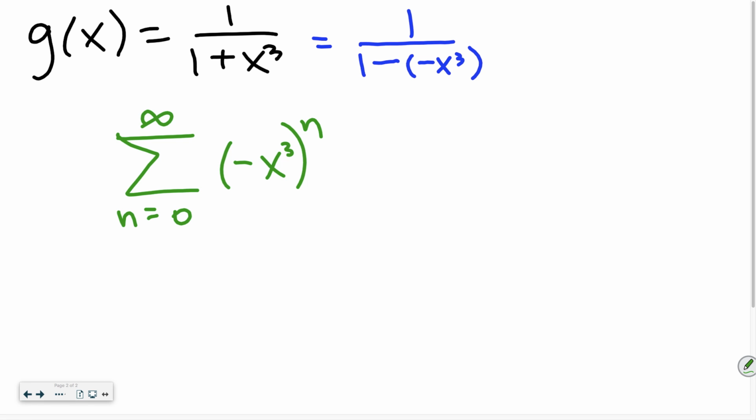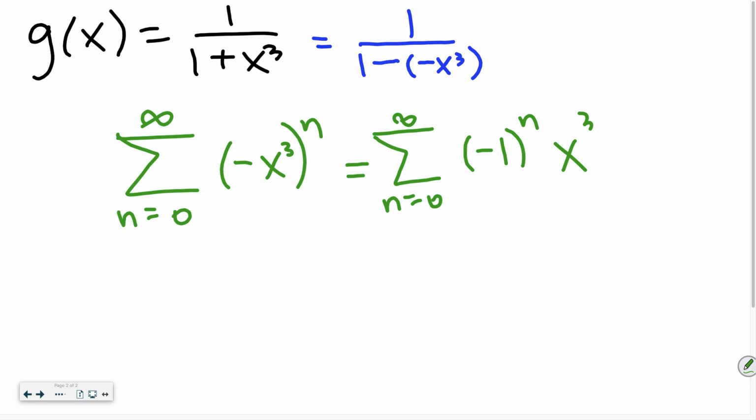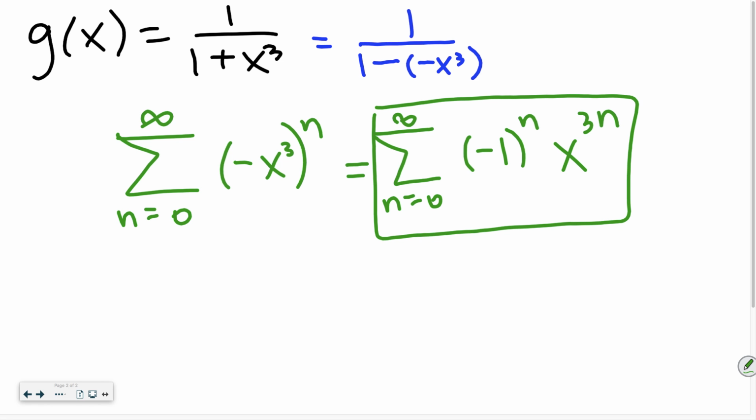But I would suggest making this look a little bit nicer. You would probably not see it like this in any sort of question presented to you. A negative to the n, they're always going to separate. So you would probably see it like this: an alternating series with x to the 3n.